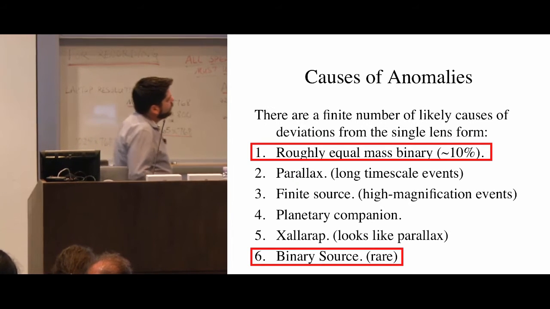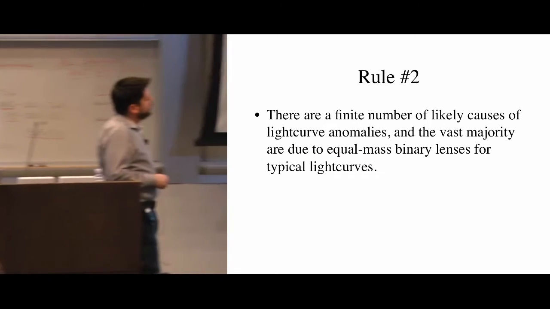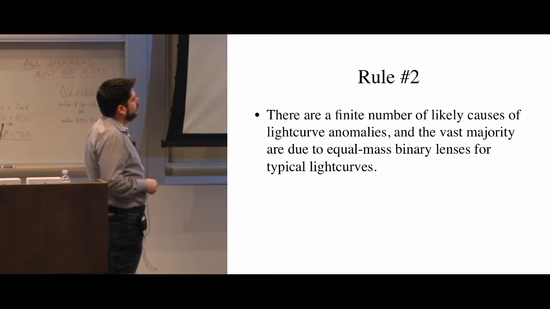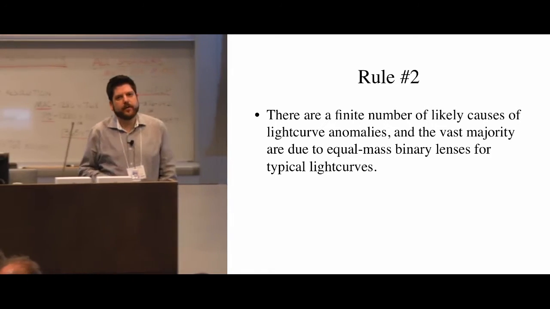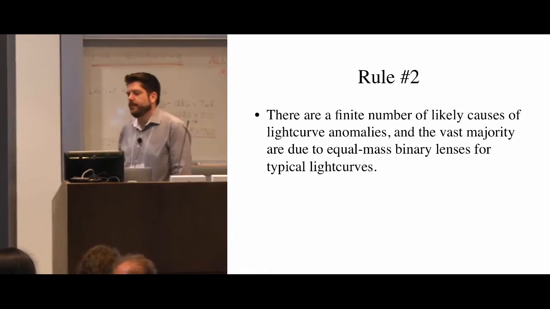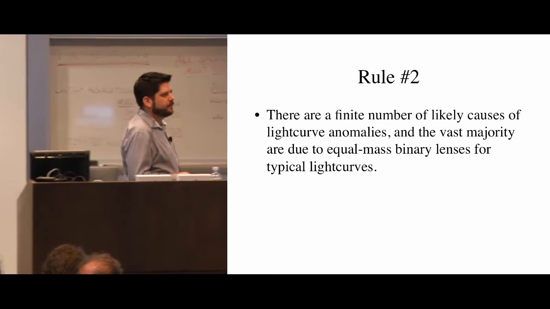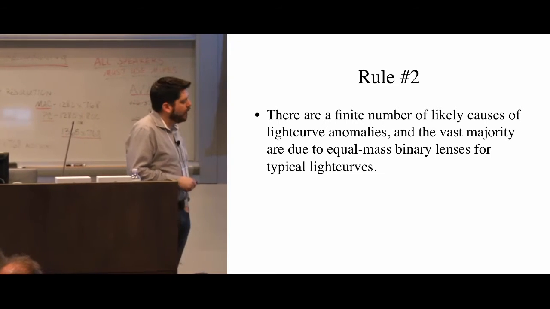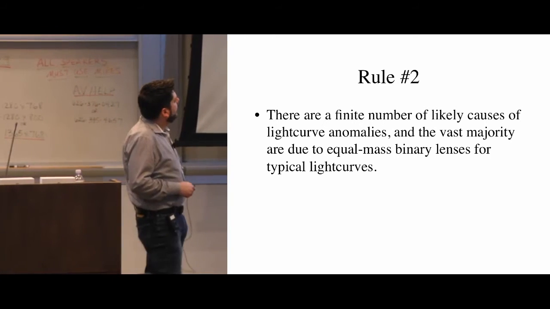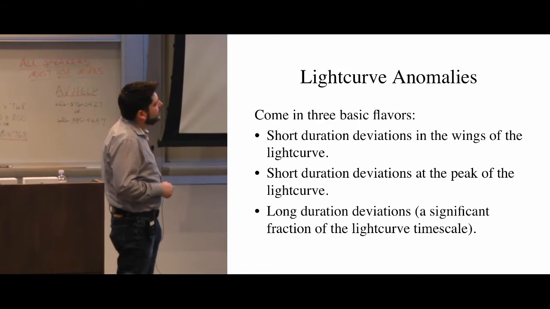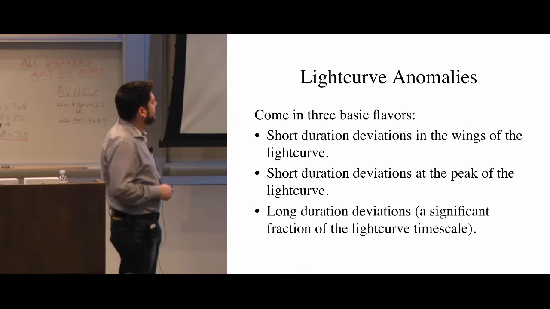Okay. So rule number 2, finite number of likely causes of light curve anomalies. The vast majority of these are due to equal mass binary lenses for typical light curves. So generally, you should have the prior that if you see a deviation, it's probably due to a binary lens, although I'll qualify that here in a second. Okay, so what do the light curve anomalies look like? More or less, they come in 3 basic flavors.